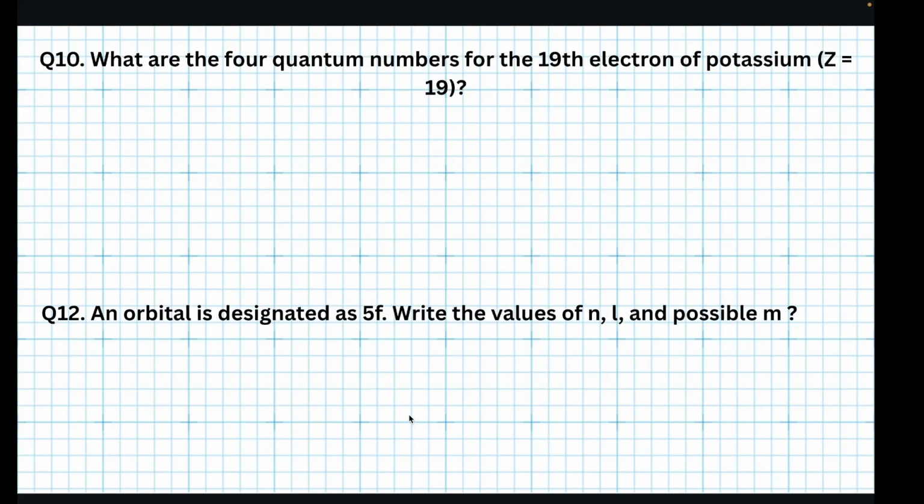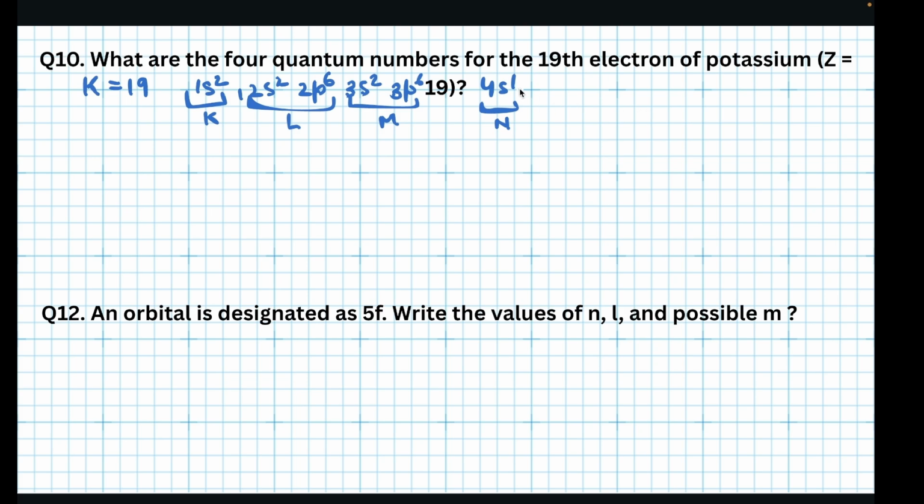Now the question number 10 is, what are the 4 quantum numbers for the 19th electron of potassium? So as we can see here, the atomic number of potassium is 19. So according to the octet rule, the electronic configuration will be 1s2, 2s2, 2p6, 3s2, 3p6 and 4s1. So this is the first shell, this is the second shell, the third, and this will be the fourth shell.